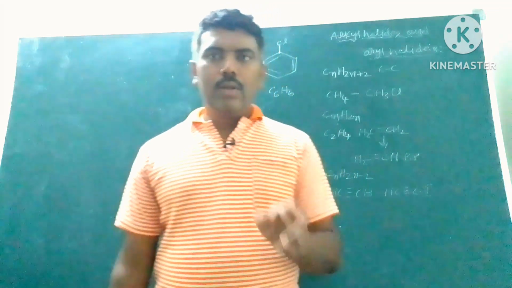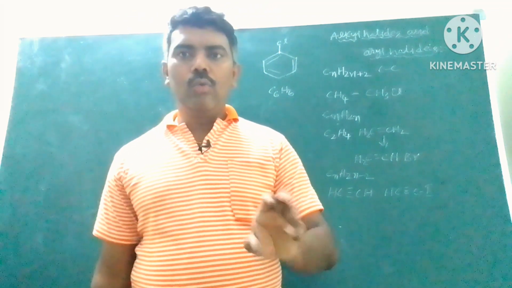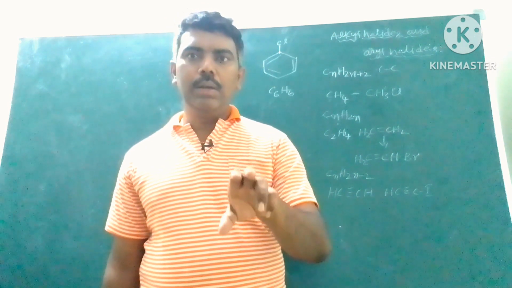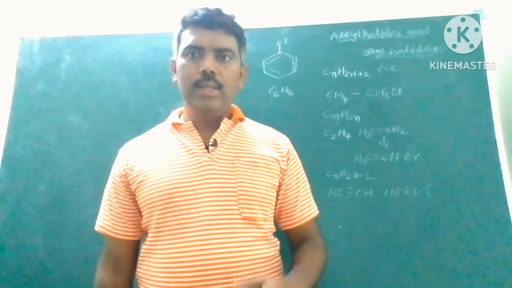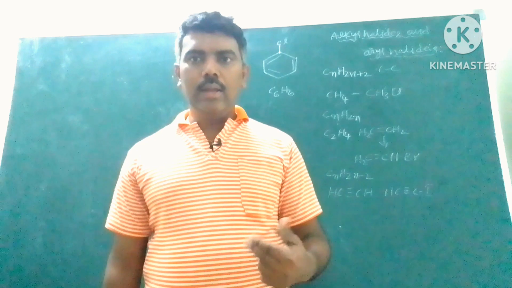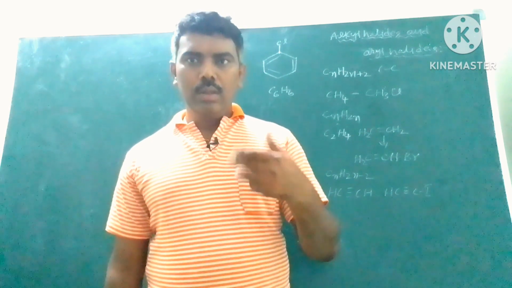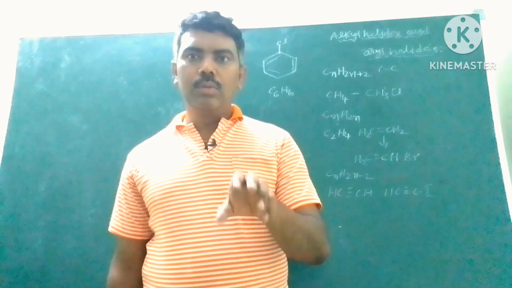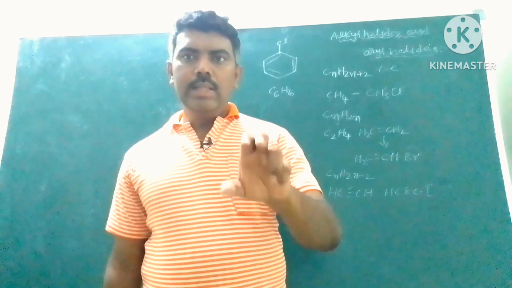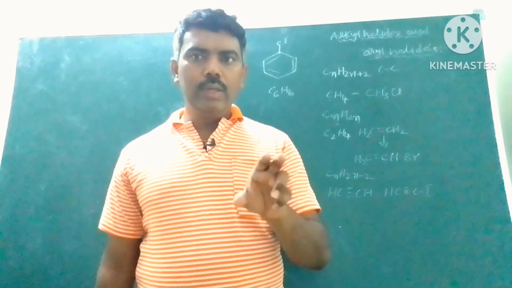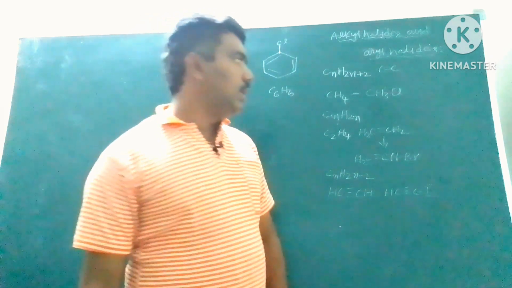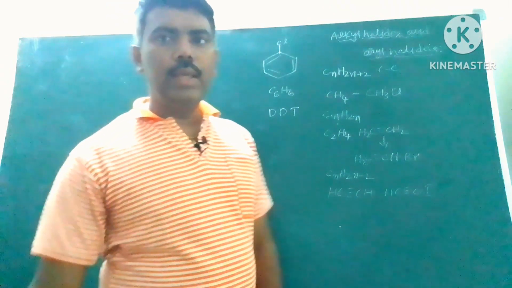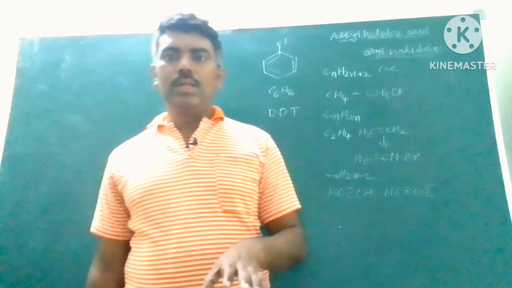Next, for the treatment of malaria, chloroquine. Chloroquine is one of the drugs used in the treatment of malaria. Next, DDT, dichlorodiphenyltrichloroethane. It is a halogenated organic compound which can be used for killing insects, as an insecticide. DDT means dichlorodiphenyltrichloroethane. It is one of the halogenated compounds.